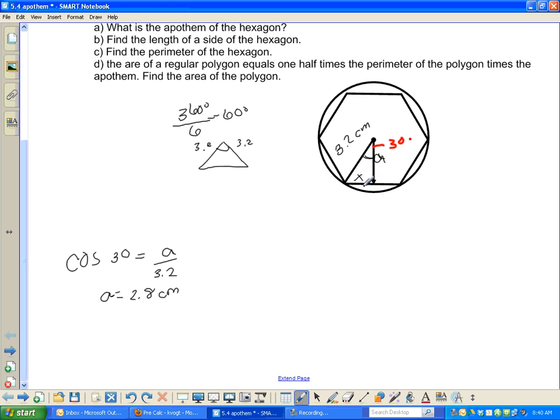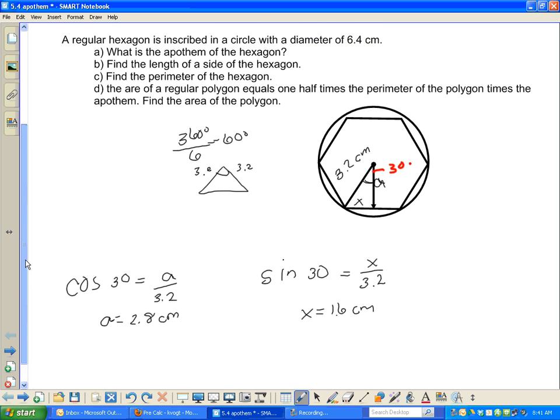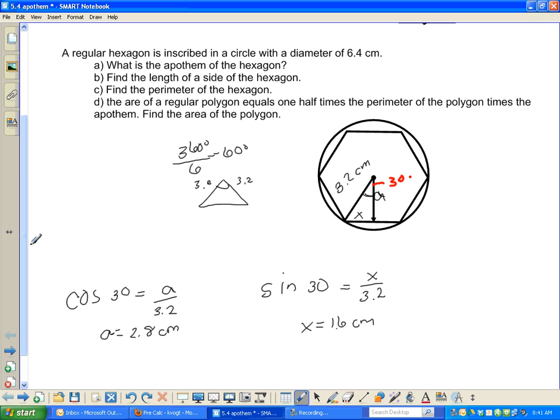And I'm going to do that again. I'm going to use sine this time to see if I can find x down here. Sine of 30 degrees equals x over 3.2, opposite over hypotenuse. You should be able to solve for x and get, I think it is 1.6 centimeters. So we have answered A at this point. Again, if you did not get these answers, make sure your calculator is in degree mode, not radian mode. What is the apothem of the hexagon? We found that that was 2.8 centimeters.